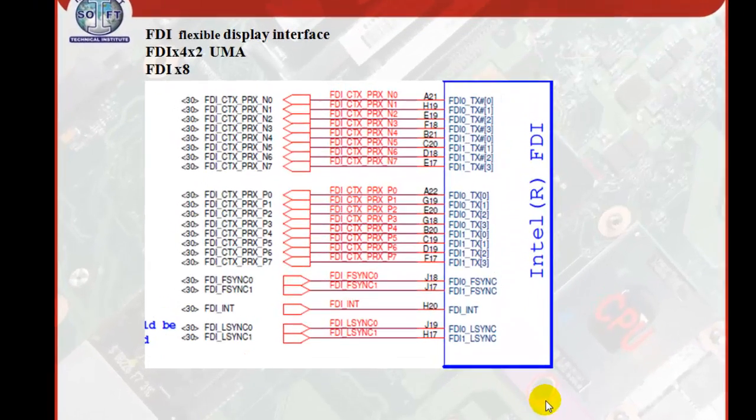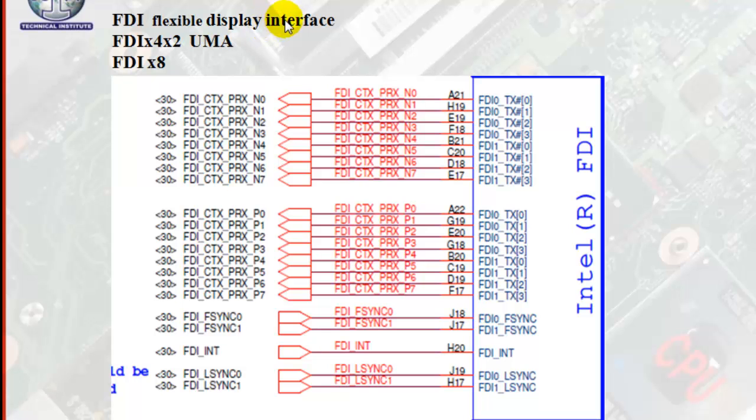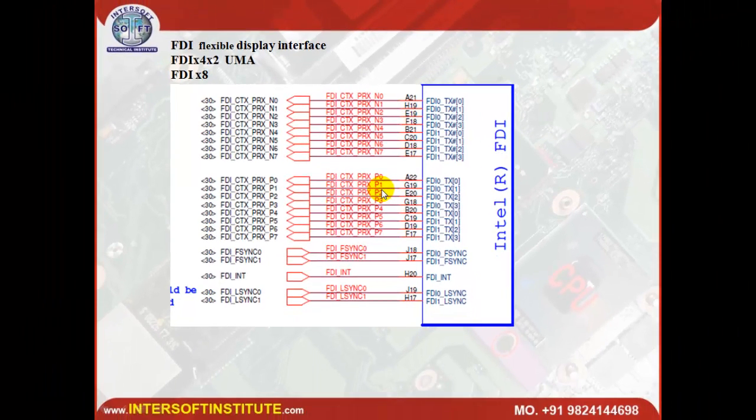If we go to the FDI, flexible display interface, then the connection will be like this: 4 bit, 0 to 4, 0 to 4. For TX again 0 to 4 and 0 to 4, two types of connection for P, negative and positive like that. These are the connections for different components.